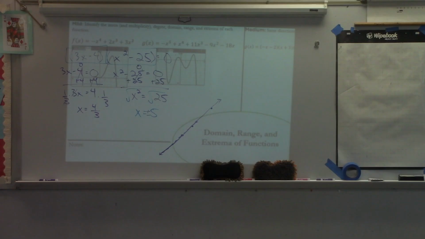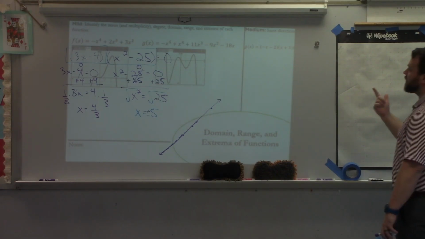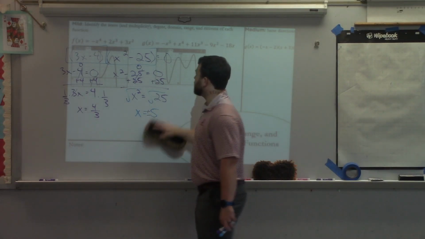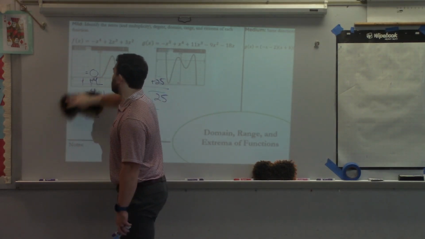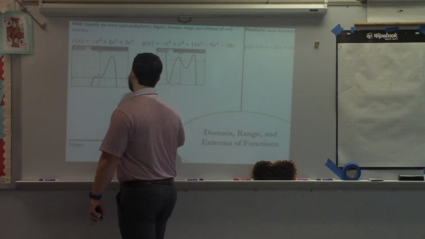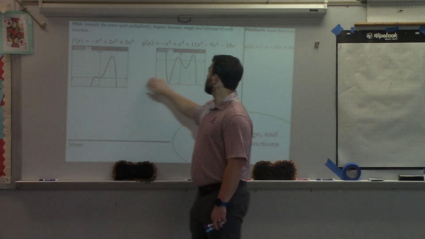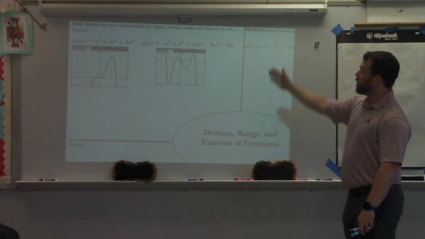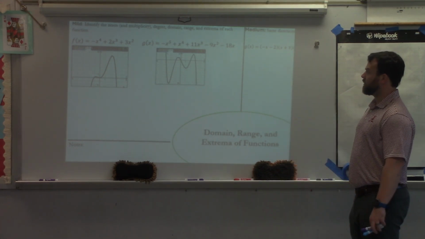On this one, identify the zeros, the degree, domain, range, and extrema. Now in standard form, I'll go ahead and tell you, you can't identify the zeros from standard form unless you have it graphed. But in factored form, use your zero products property. Domain and range, you have to have a graph.